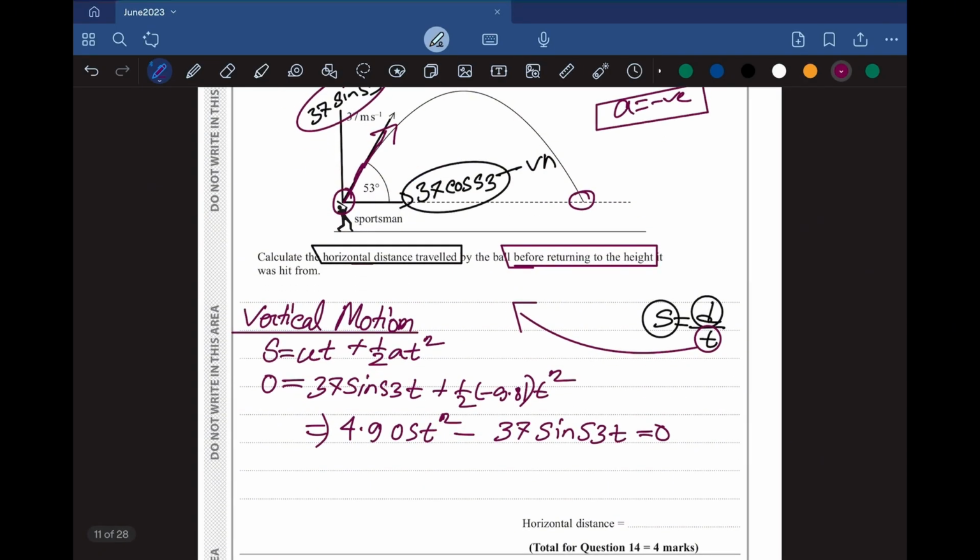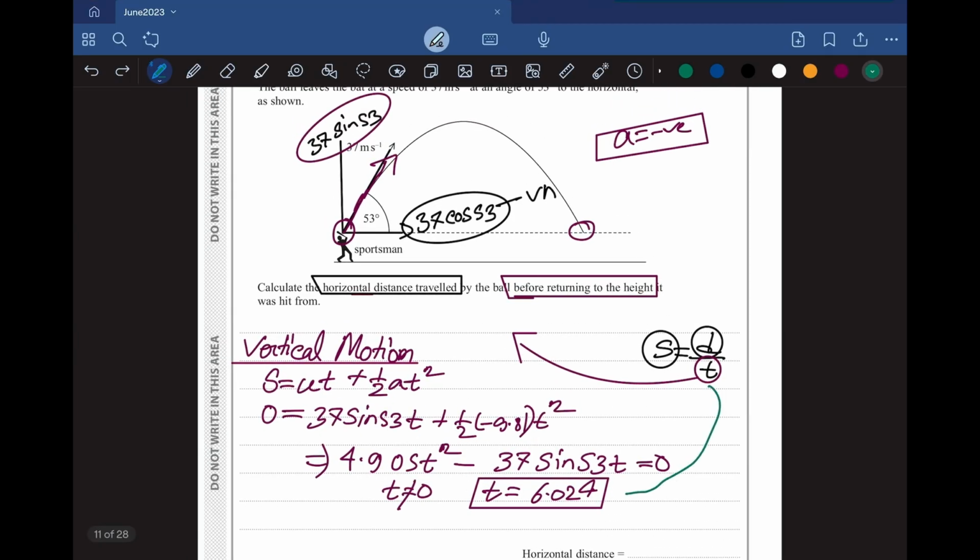Now if you make t the subject, I'm not going to do this math as a whole because this is a very easy simplification that you guys can do, hopefully. The t values will be 0, and t cannot be 0, and the other t value will be 6.024. So now we have got our value of t, and we will put this t value right here.